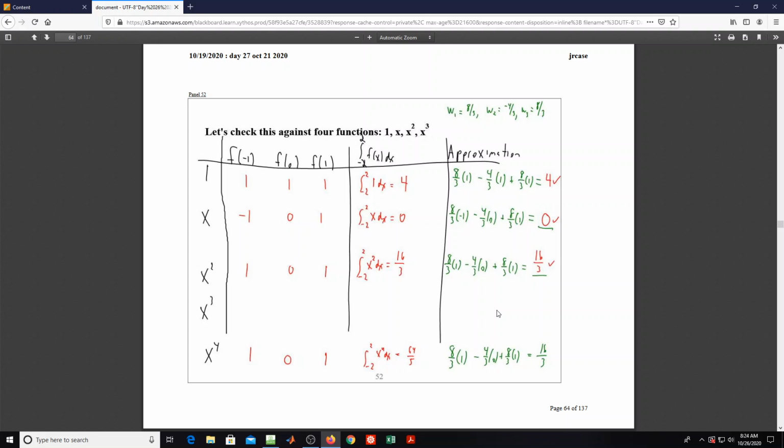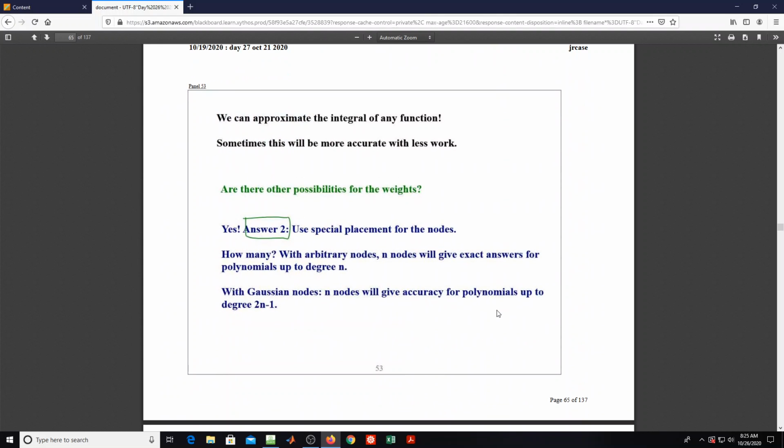However, I used equally spaced nodes, didn't I? Maybe I should use better nodes rather than equally spaced nodes. Okay? So that's the next one. The idea with this is we can approximate any function just by evaluating certain points, and sometimes this is more accurate with less work. I like trig substitutions, but boy, it can get long and complicated. If I just put in the right nodes, I can get a more accurate answer.